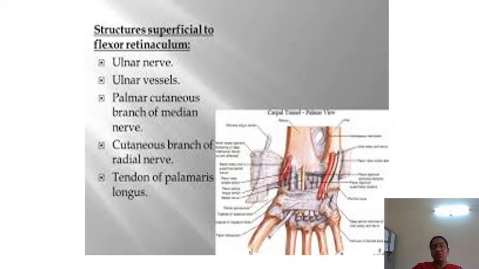So there are some structures which are passing above and some structures which are passing beneath. The structures passing above, from medial to lateral side, are the ulnar nerve along with the ulnar artery, the palmar cutaneous branch of the median nerve, the palmar cutaneous branch of the ulnar nerve, and along with them the palmaris longus tendon. They pass above the flexor retinaculum.